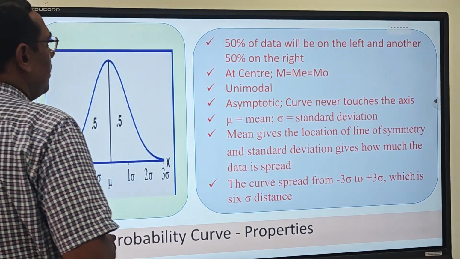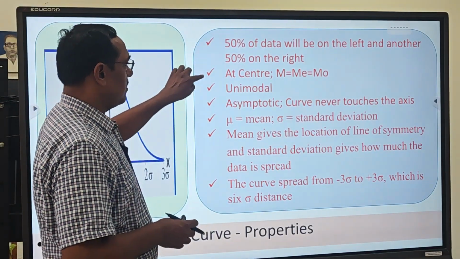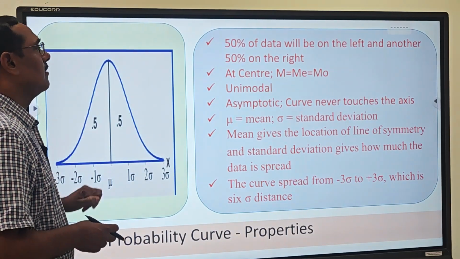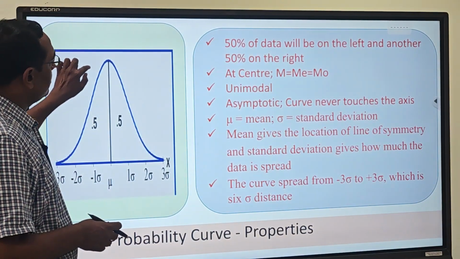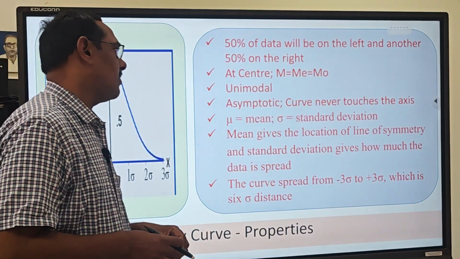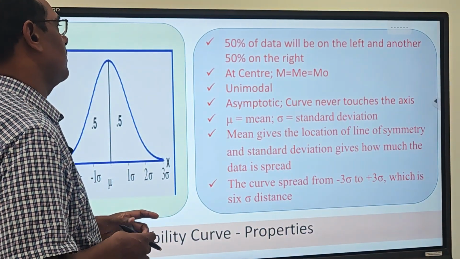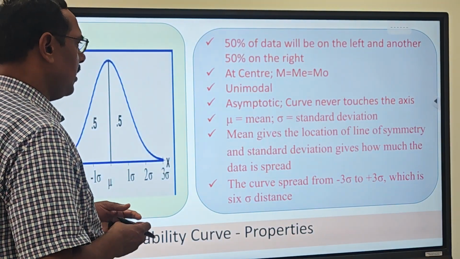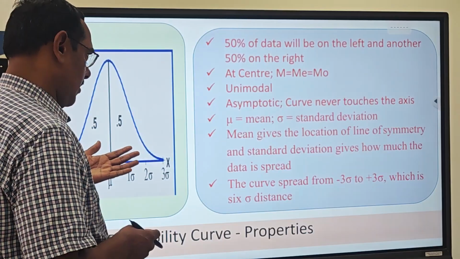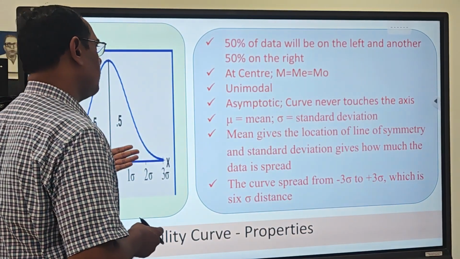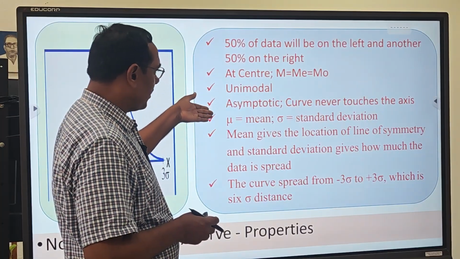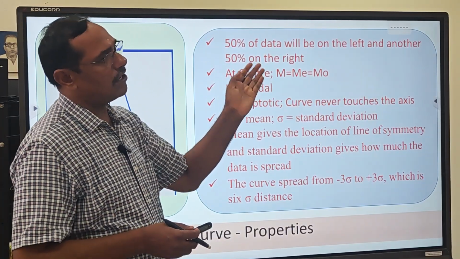50% of data on the left and another 50% on the right. At the center, we have mean equal to median equal to mode, all the three. Since there is one mode, we call it unimodal. And the asymptotic curve never touches the axis. Mu is equal to mean and sigma is equal to standard deviation. Normally, it refers to population mean and population standard deviation. Generally, many times we may not calculate this. We take a sample and do it.